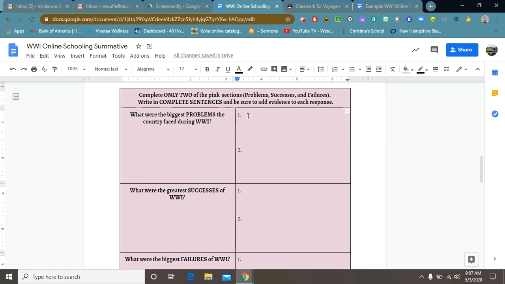Now, maybe you hate typing. I'm sorry for you. If you hate typing and you have a printer, you can print this out. You could do it on a separate piece of paper and take a picture and upload that. I think your best bet, your easiest bet is going to be to type right into this, but do what works for you. And again, if you have any questions, just reach out.